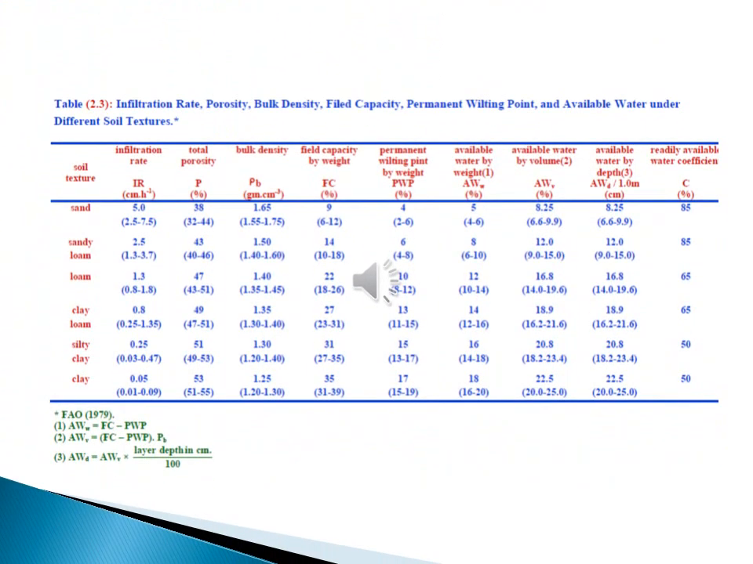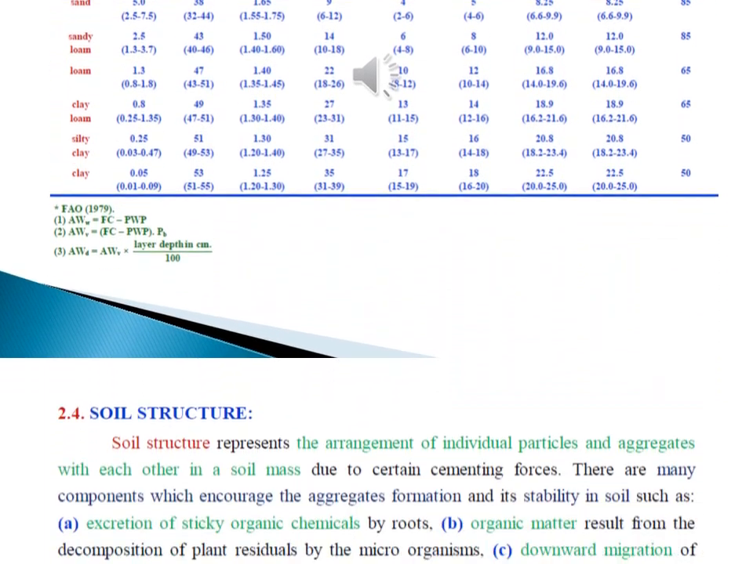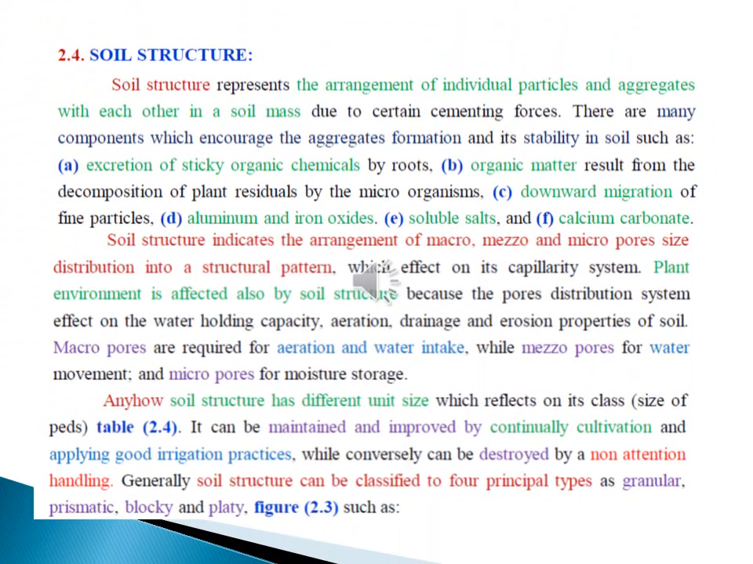Table of some physical properties of different soil textures such as infiltration rate, porosity, bulk density, field capacity, permanent wilting point, and available water. Soil structure represents the arrangement of individual particles and aggregates with each other in a soil mass, using certain semantic properties.